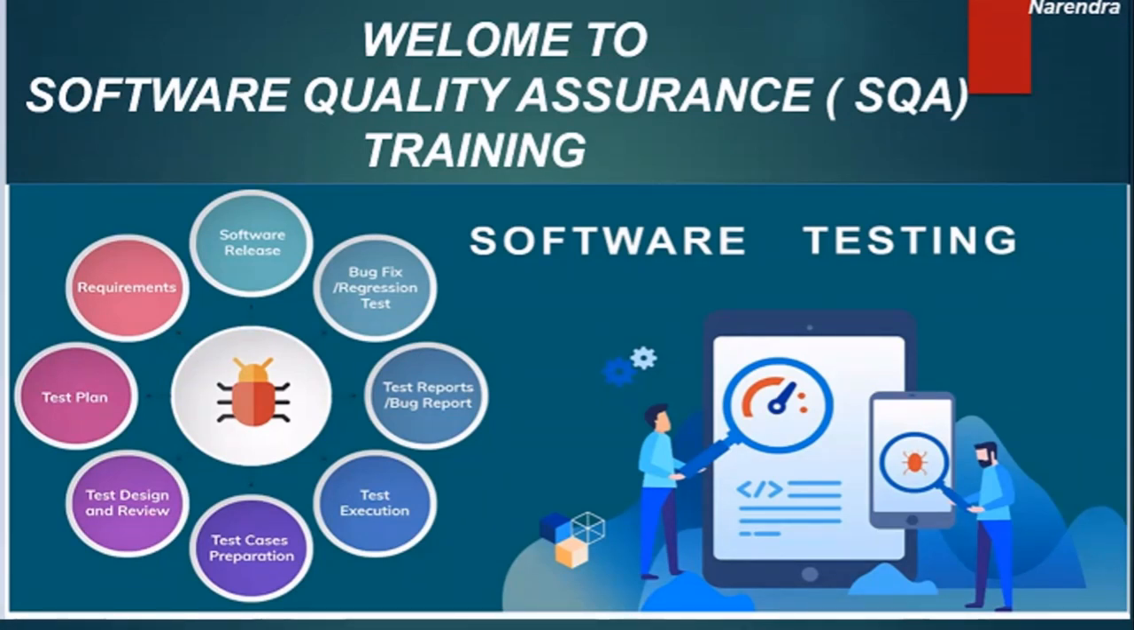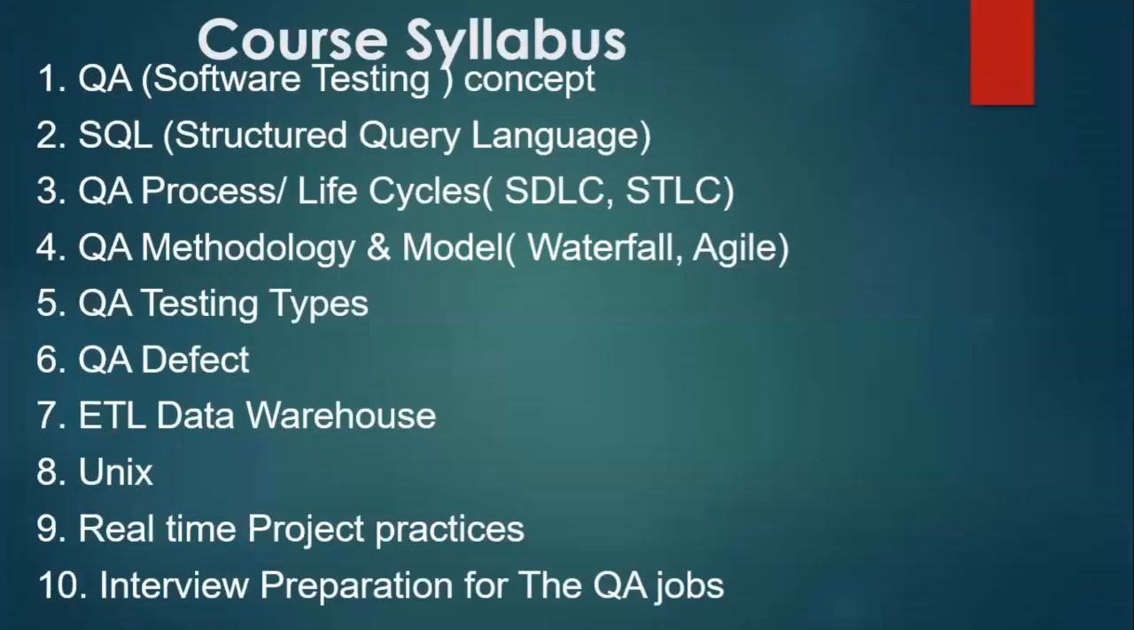My name is Narendra and this video is for the person who wants to learn QA testing, the person who wants to be a QA engineer. There are a few courses that we need to take in order to become a very good QA engineer. I have listed 10 bullet points, all those things that we need to learn in order to become a QA engineer. So this is number one, QA concept.